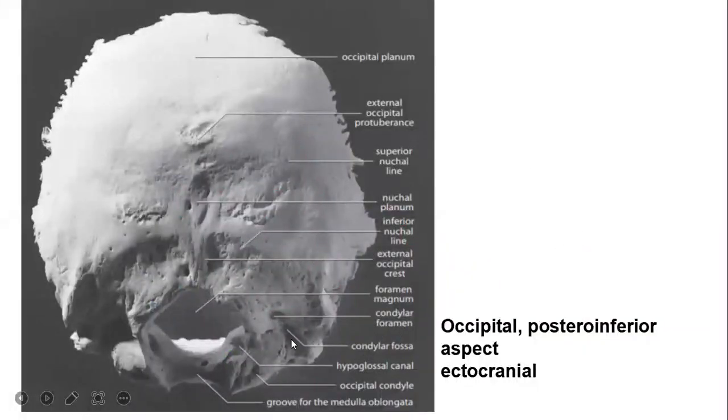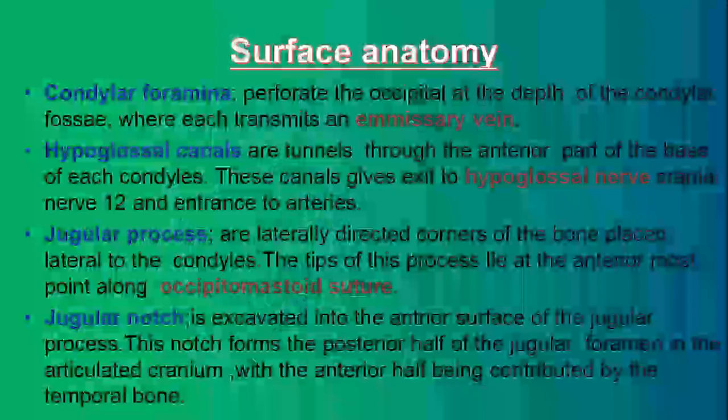The condylar fossa is where I've been able to identify, which is right here. So this is the occipital posterior inferior aspect, ectocranial, which we've been able to check.